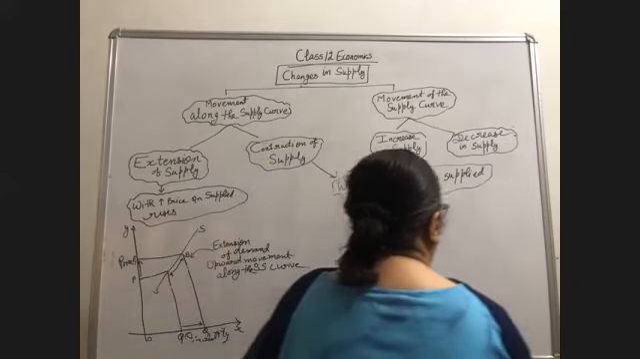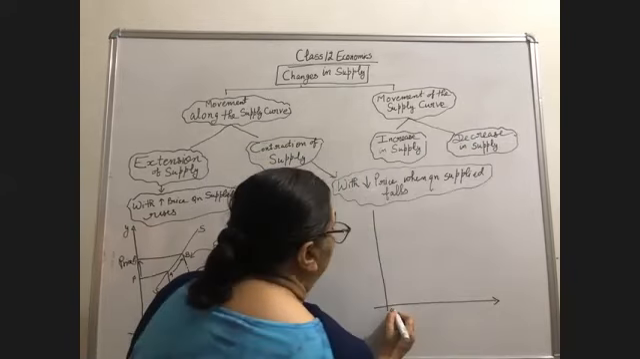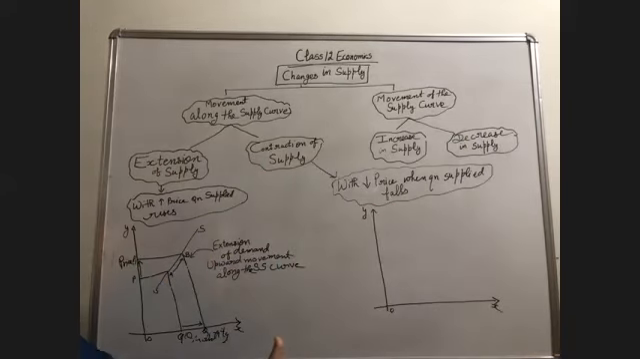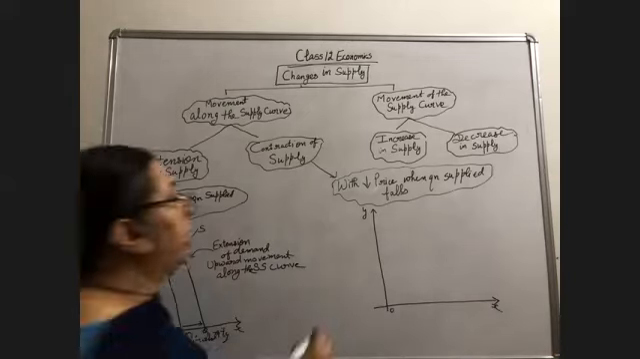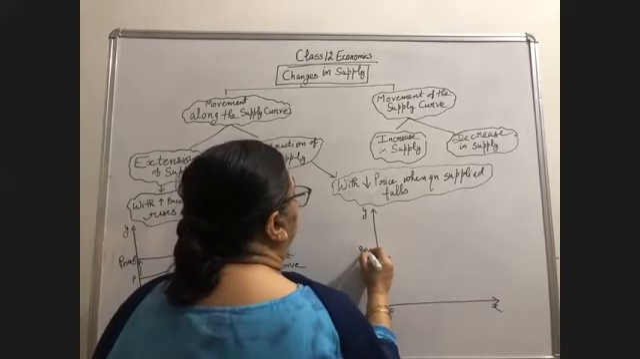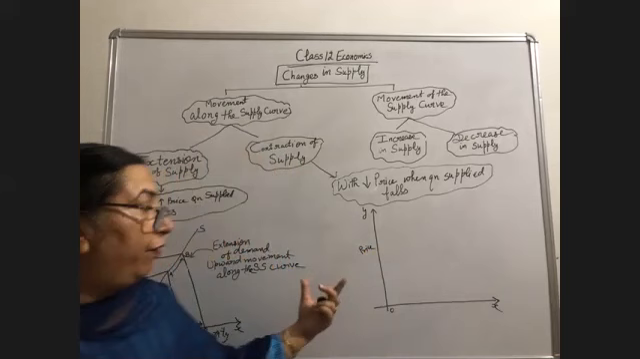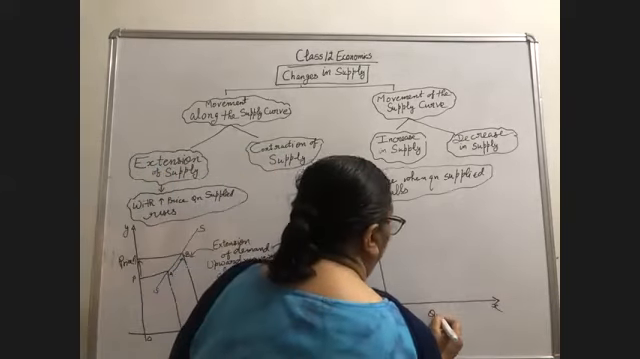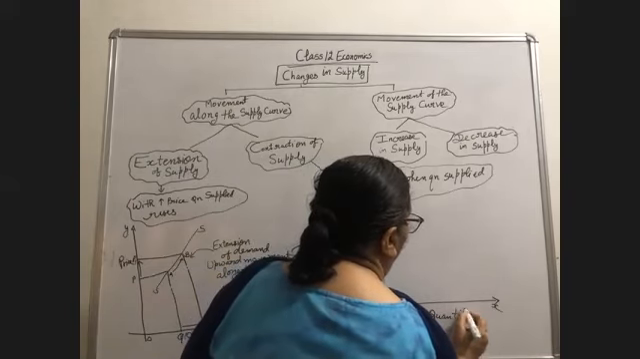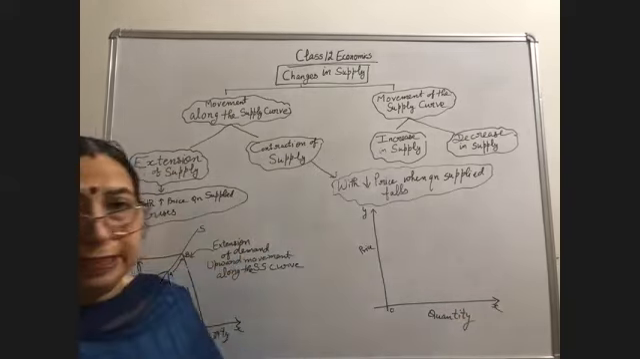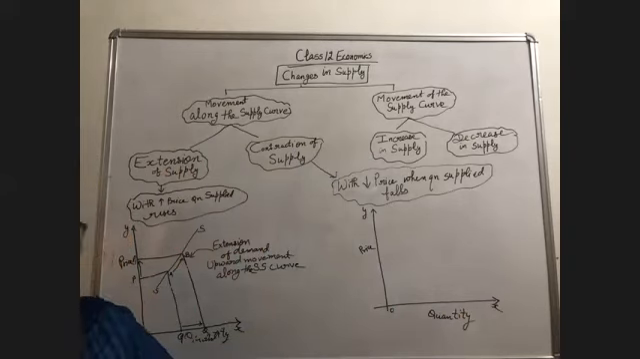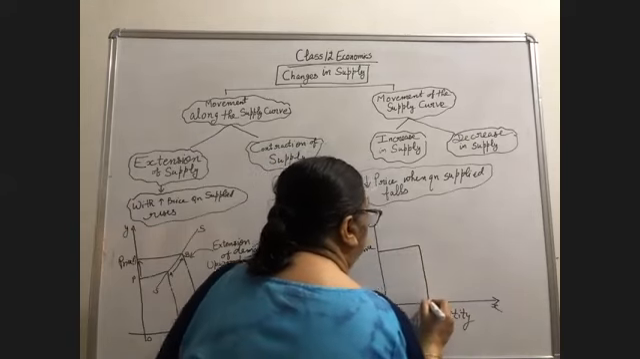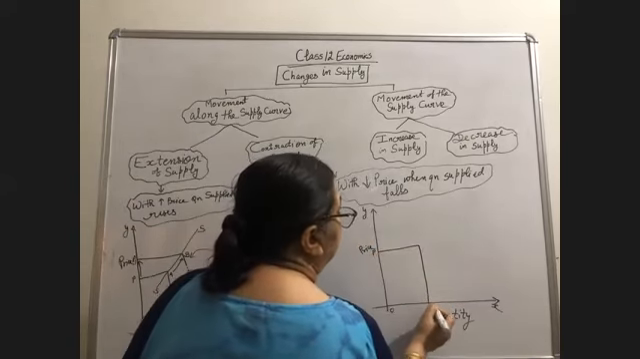You all can see ma'am is drawing it in a very comfortable and easy manner. First of all, I am drawing the axis. Then I am labeling it. You have appeared in the test and the labeling of the diagram is missing. That will be written first of all. Firstly, we will write price and quantity supplied. Then at OP price, OQ quantity is supplied.